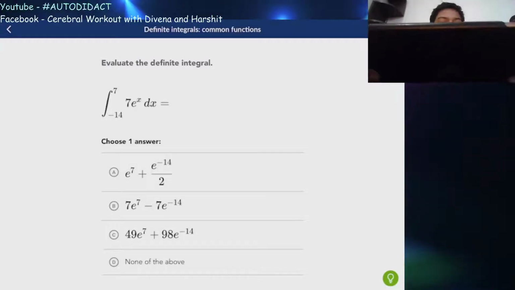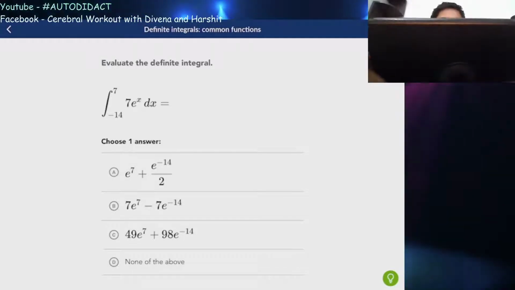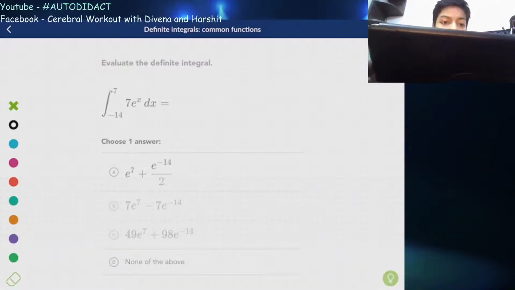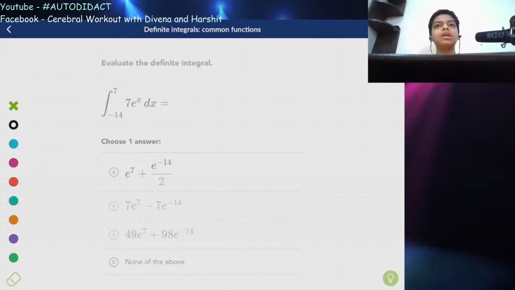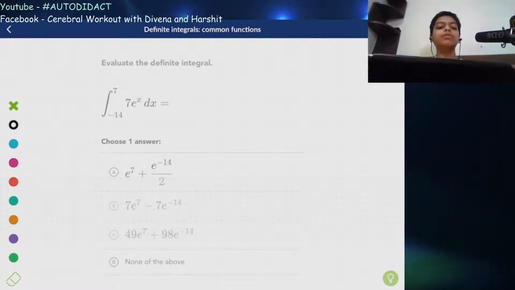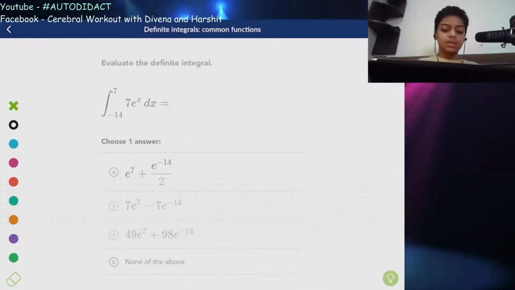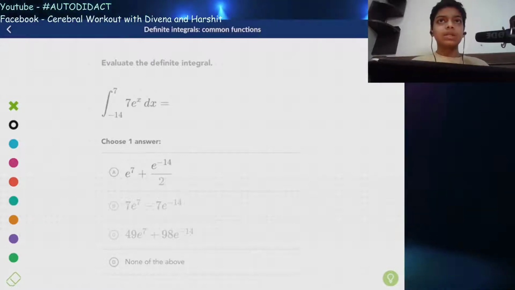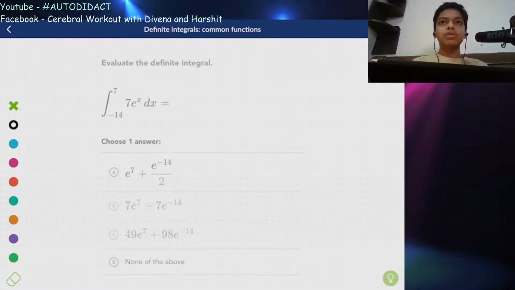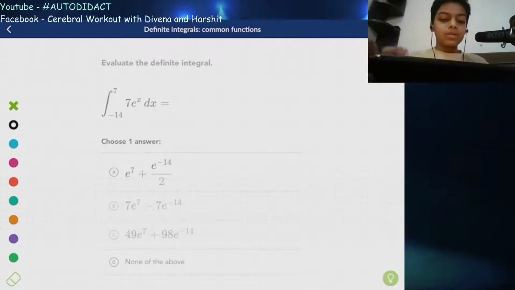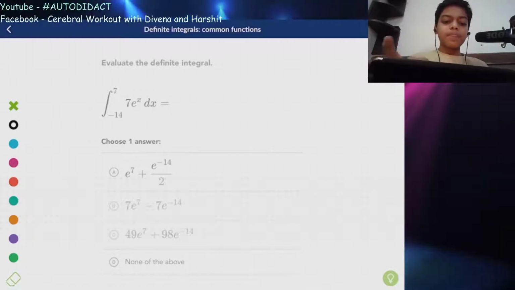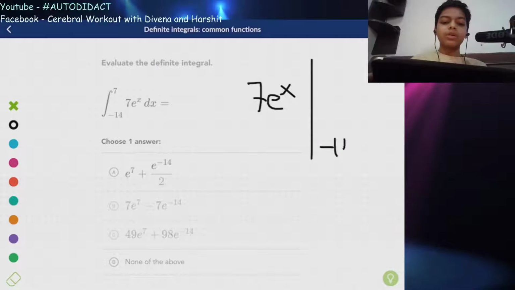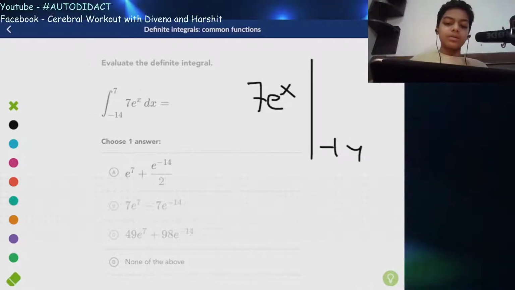Evaluate the definite integral. This is the integral from -14 to 7 of 7 e to the x dx. First we want to find the indefinite integral of 7 e to the x. As we know, the integral of 7 e to the x is just 7 e to the x, because the integral of e to the x is e to the x, and its derivative is also e to the x. So this will be 7e to the x, but we want to find it over -14 and 7.